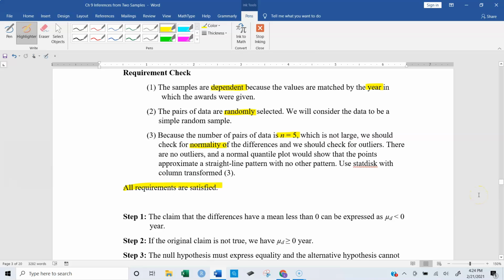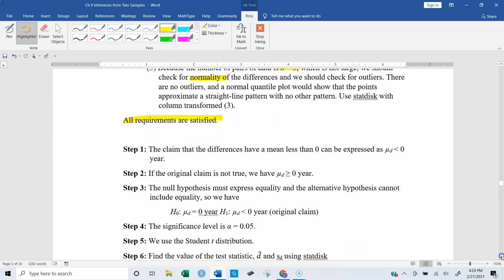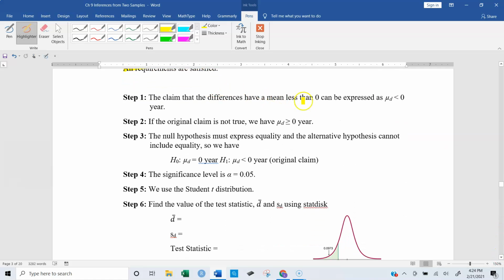All right, so now we're going to do our hypothesis testing. The first claim is that the differences have a mean less than 0. So the mean is less than 0, which is saying that the ladies are younger. If the original claim is not true, then it has to be greater than or equal to 0. So this is the opposite.